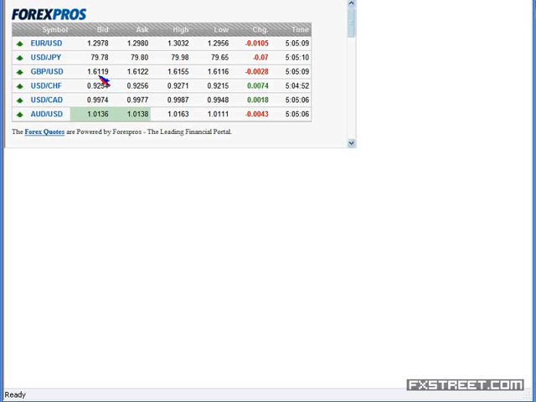Still, even though it is closer to the low, they have not breached the low. 1.6116 is the low. And in the case of yen, it is showing a negative net change. Even though euro and GBP are showing the USD gaining move, USD yen is showing the USD weakening move.